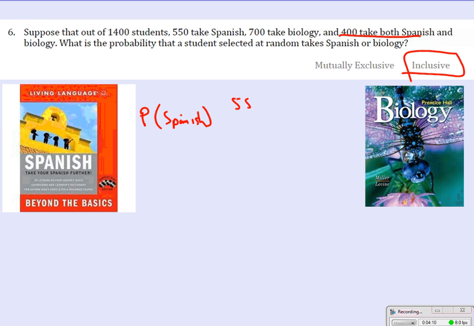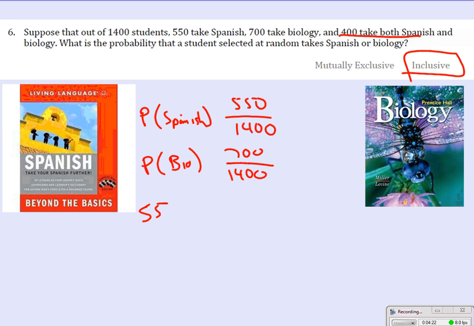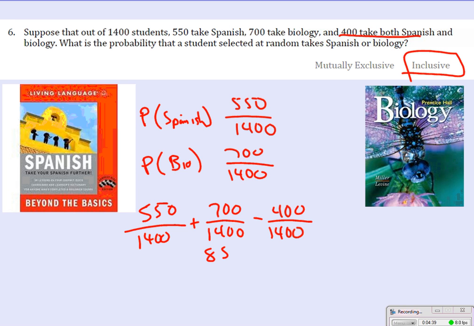And that's going to be 550 out of 1,400. Then you want the probability of a bio kid. That's going to be 700 out of 1,400. And you're going to add those two, but you're going to subtract the 400 that take both. So 550 plus 700 minus 400, that's going to be 850 out of 1,400 kids take Spanish or biology, or both.